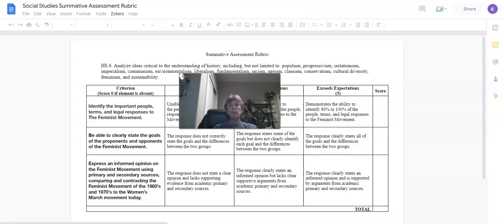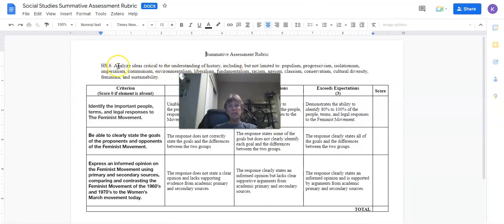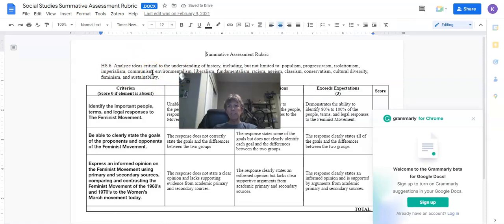A couple things to remember. You're going to want to make sure to incorporate your standard here at the beginning so I can tell if it aligns. This criteria is going to come straight from your learning targets. These should be just very similar shortened versions of your learning targets.